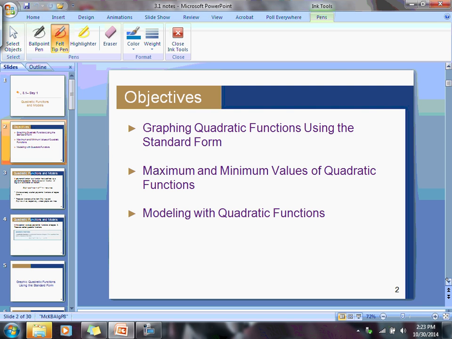And today we're going to talk about graphing quadratic functions and then putting them in standard form. And we'll also talk about finding the maximum and minimum values of a quadratic function.